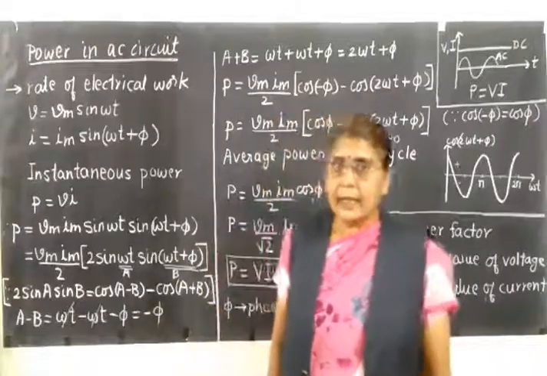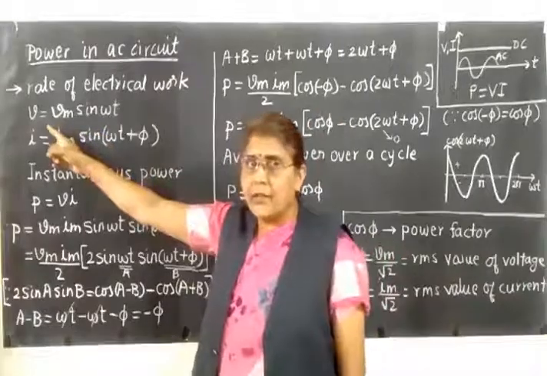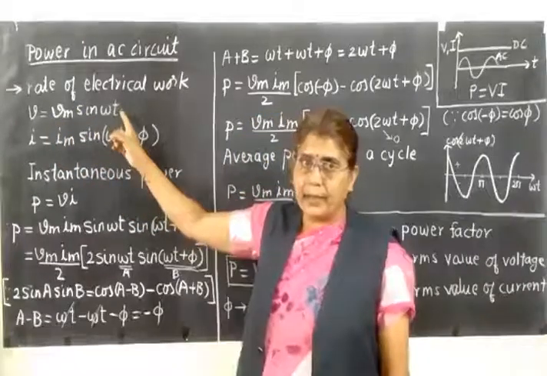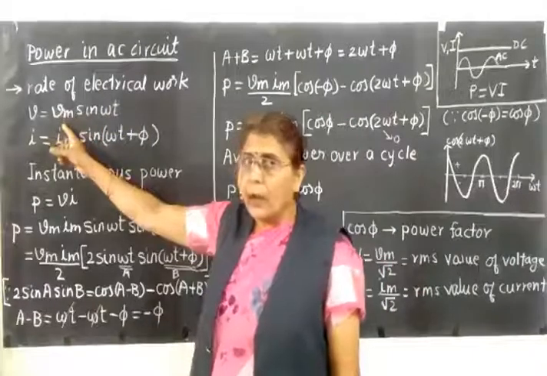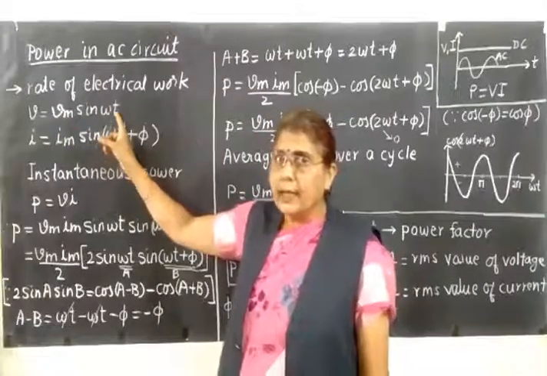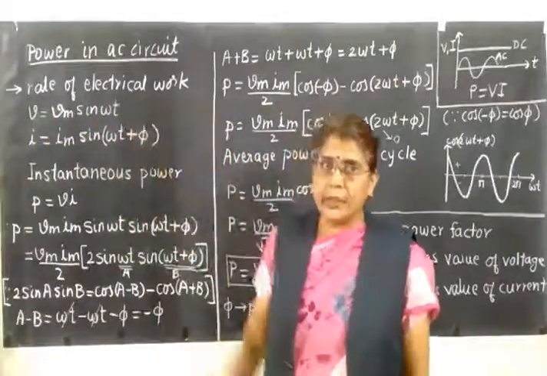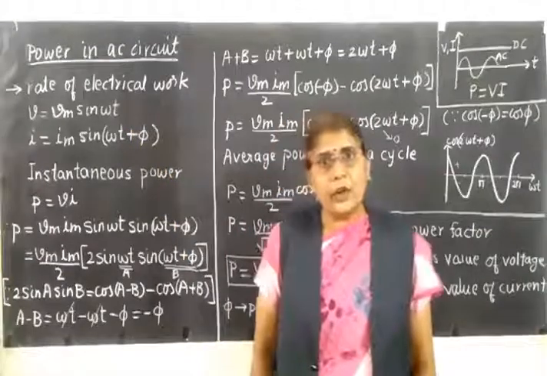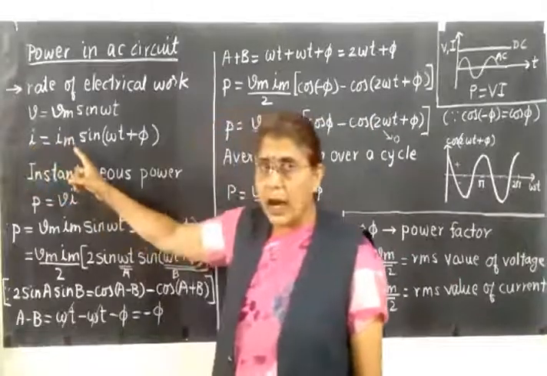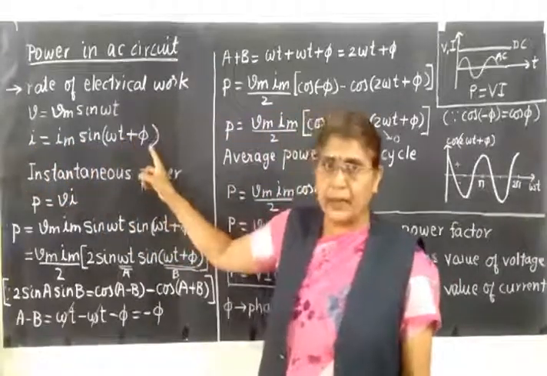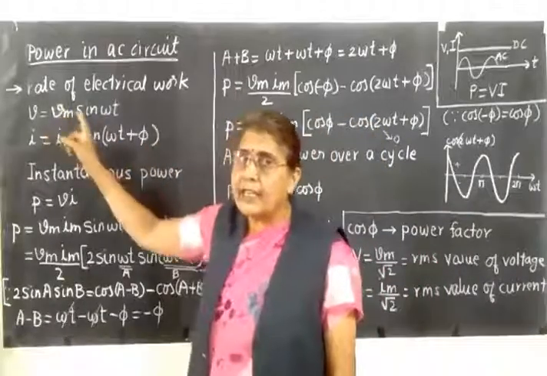Let us say the AC voltage applied to a circuit is given by the equation V equals Vm sin omega t. You already know the different terms here. Vm is the peak value, omega is the angular frequency, and V is the instantaneous value at a given instant of time t. The resulting current flowing in the circuit, let us say, is given by I equals Im sin(omega t plus phi). What is phi? Phi is the phase difference between voltage and current.